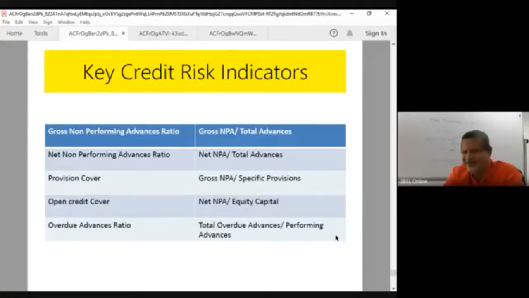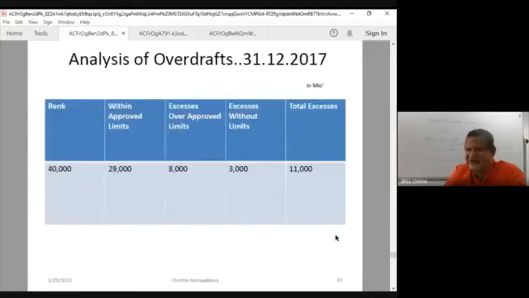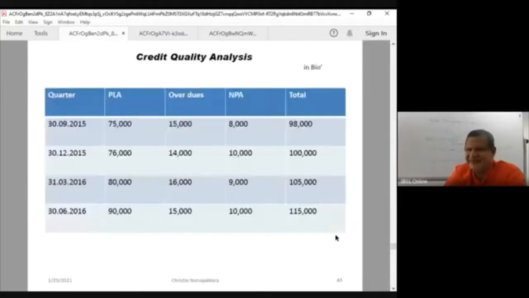Overdue advances, if you can go back, I will go back and show you our credit quality analysis. I told you performing loans, overdue loans, and NPA loans. Now, this overdue position is loans and advances which are not NPA, but they are not paid on time, though less than 90 days old. There is a certain risk. So it's a risk indicator.